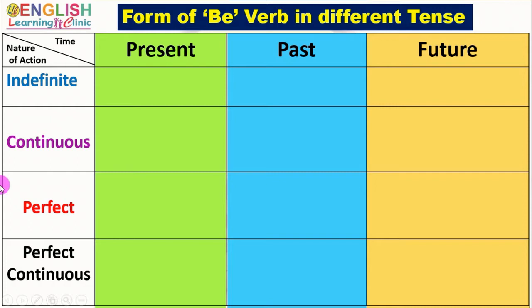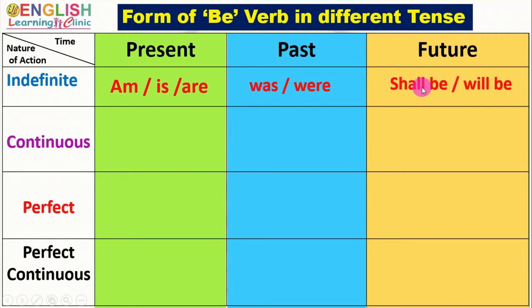There are three types of time: present, past, and future. And the nature of actions are of four types: indefinite, continuous, perfect, and perfect continuous. The present indefinite form of the be verb is am or is or are, past indefinite form was or were, and future indefinite form of the be verb is shall be or will be.